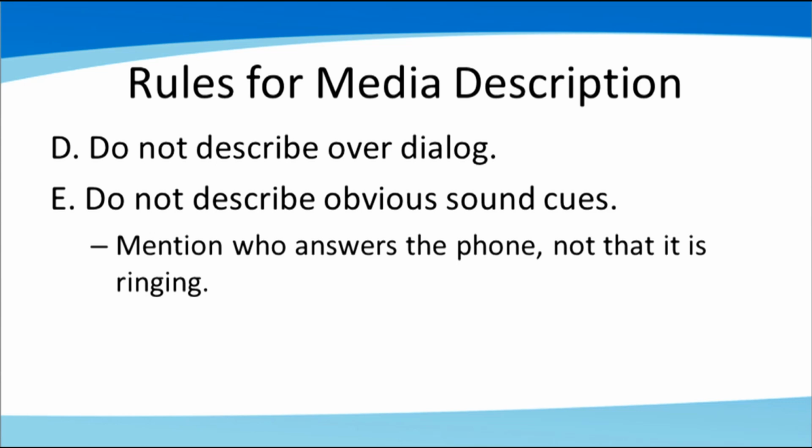E. Do not describe obvious sound cues. A lot of people will say, the phone rings or the doorbell rings or a dog barks. But these are things that someone can hear, so it really isn't necessary to describe them. You might want to mention who picks up the phone, because maybe that's not obvious, or who answers the door or closes the door. But in that case, be clear you're describing it because you're identifying a person, not because you need to fill someone in about what the sound effect was.